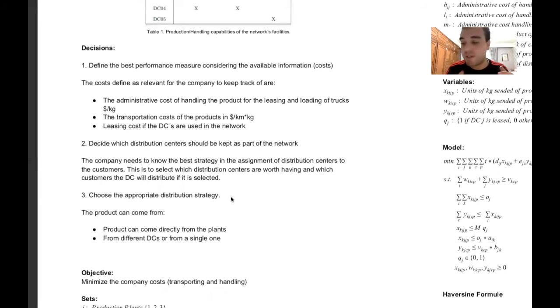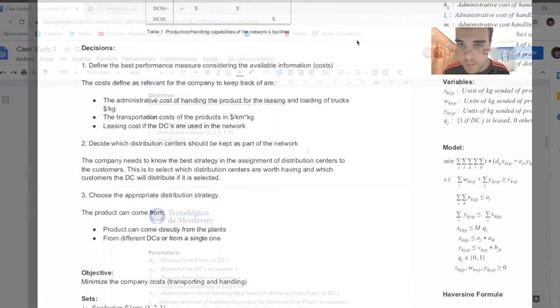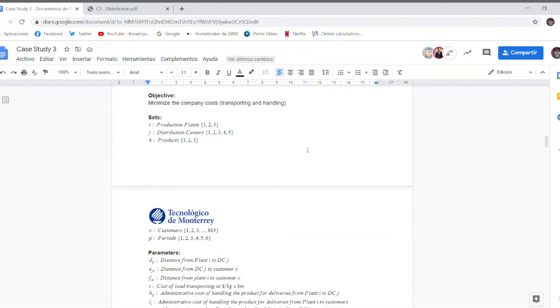The company needs to decide which distribution centers to keep as part of this network and which ones to leave out. We also know that products can be moved directly from the plants to the customer, or from the plant to the distribution center and from the distribution center to the customer, and from customers to other customers. So we want to see which is the most efficient way. Our objective is to minimize the company cost.